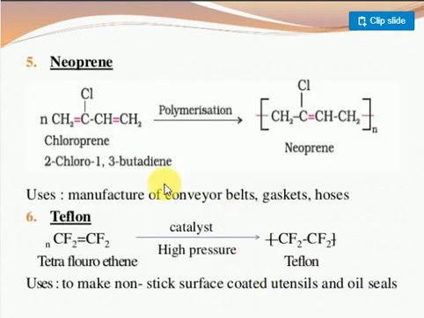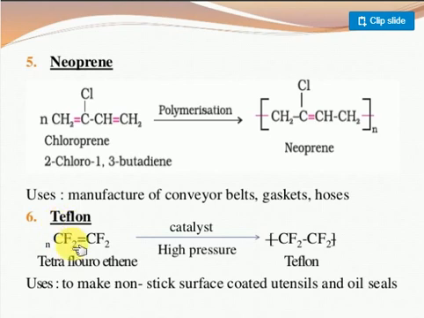Next one is neoprene. The neoprene unit is 2-chloro-1,3-butadiene. The difference between neoprene and isoprene is that isoprene has a CH3 group, while this one is chloroprene. During polymerization, the 2 pi bonds shift to this carbon atom and the 2 terminals are attached here. Clear? So the n-unit polymer is called neoprene. It is used for manufacturing conveyor belts, gaskets, hoses. Generally gas pipes are made up of neoprene units only.